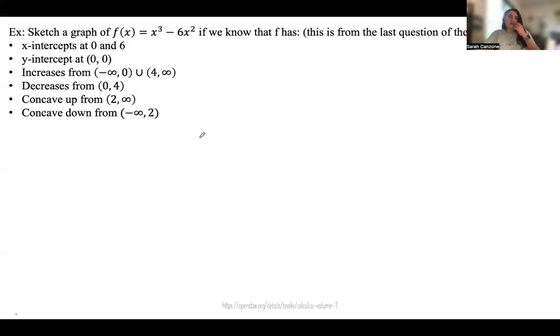So this is actually from last lecture. We already found all of this information. So this isn't like I'm just giving it to you. We already found this. You watched the video. So we're just going to be sketching this. So we have all of this information right here. Let's go ahead and sketch the graph.